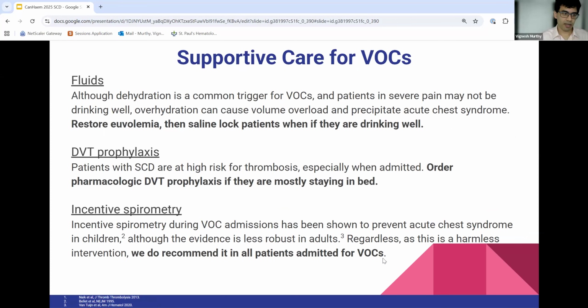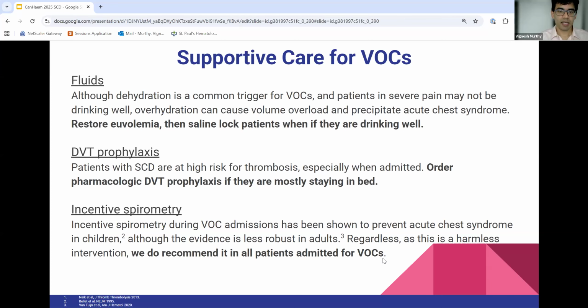Supportive care-wise, the three main things I want to highlight are fluids, DVT prophylaxis, and incentive spirometry. The fluids is a bit of a gray area. At least a lot of people tell me that they try to rehydrate patients really aggressively, and I've seen that myself, that patients are getting tons of fluid, maintenance fluids.